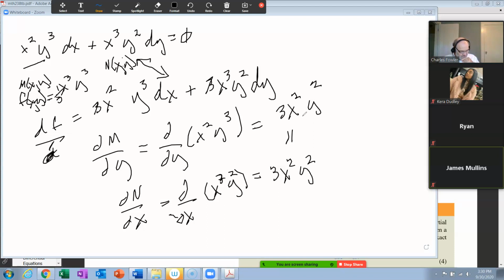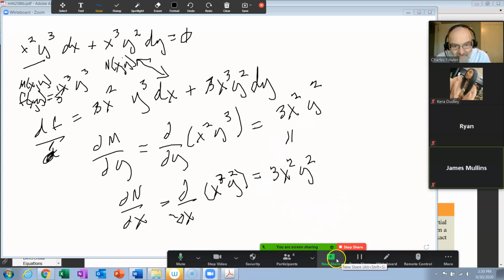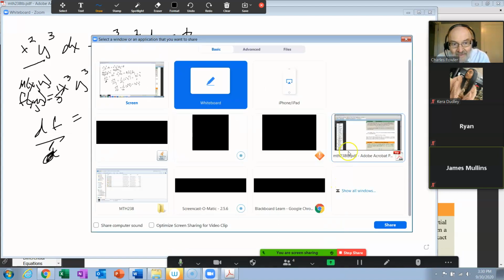Now, this next theorem shows this is not merely a coincidence. So let's go back to the book. It means I'm going to have to move everybody around again. Okay.